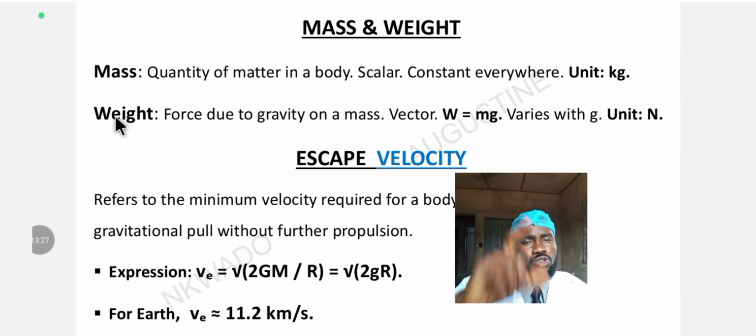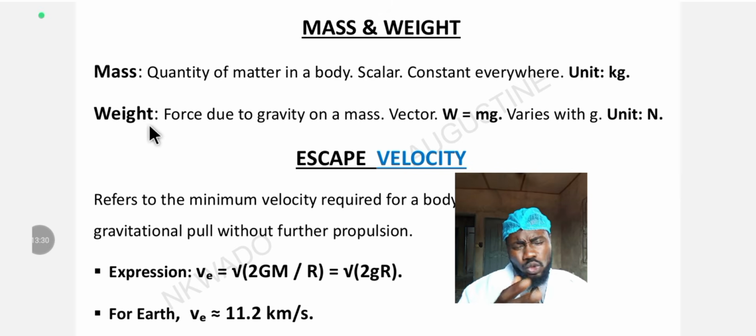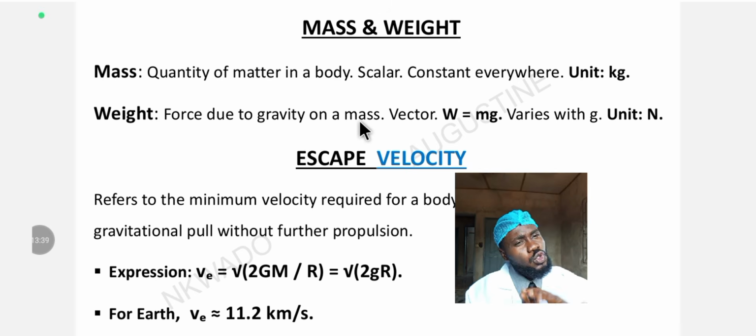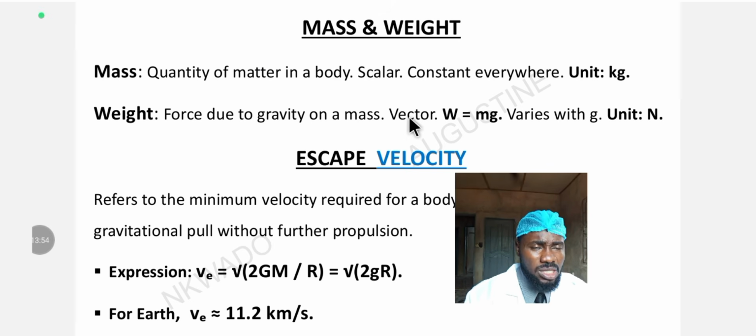Then the next we have here is weight. JAMB wants you to understand the difference between mass and weight. Weight can be defined as the force due to gravity on a mass. So the difference is that with mass, gravity is not involved, but with weight, you have gravity in the picture. That makes weight a vector quantity. And the formula for weight is weight equals mass times gravity.